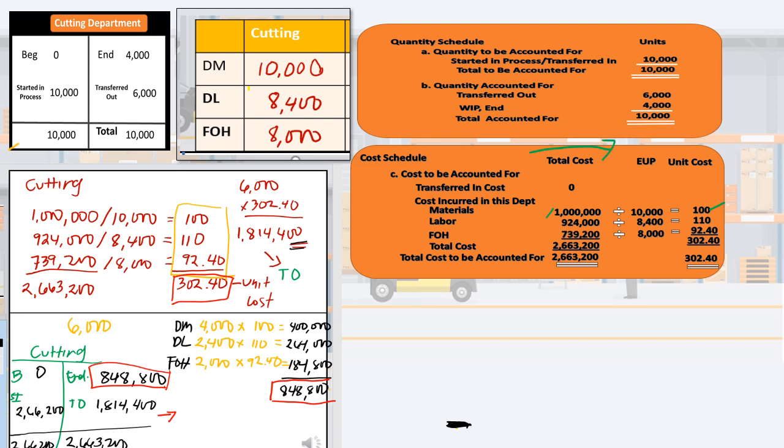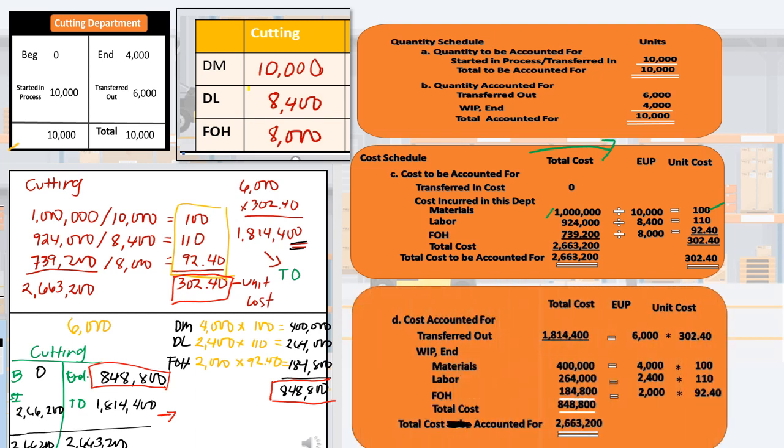So punta naman tayo doon sa last schedule which is yung letter D. So yung letter D po, ito po yung cost accounted for. So sa cost accounted for, baliktad po ang ating approach. Dun sa cost to be accounted for, meron tayong left to right. Dito naman ang gagamitin po natin ay right to left. Kasi ang given po natin sa cost accounted for at hand is yung unit cost, which is na-compute natin sa taas. So dito ilalagay nyo lang po kung magkano ang unit cost.